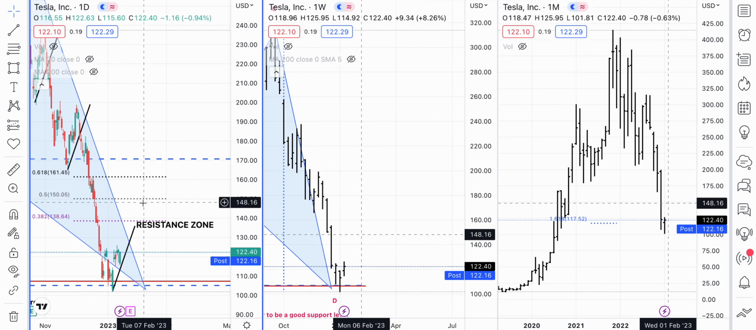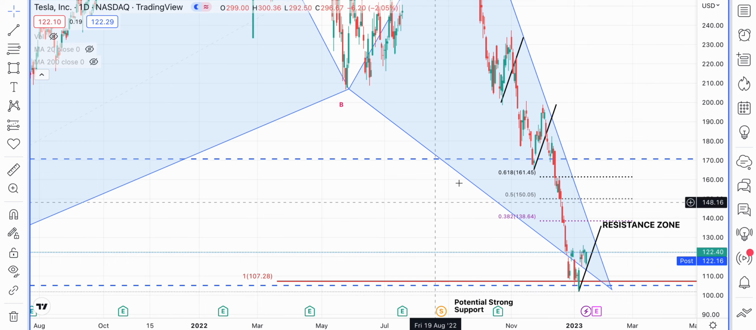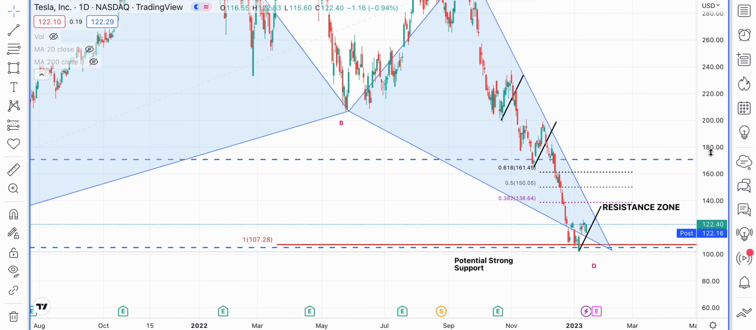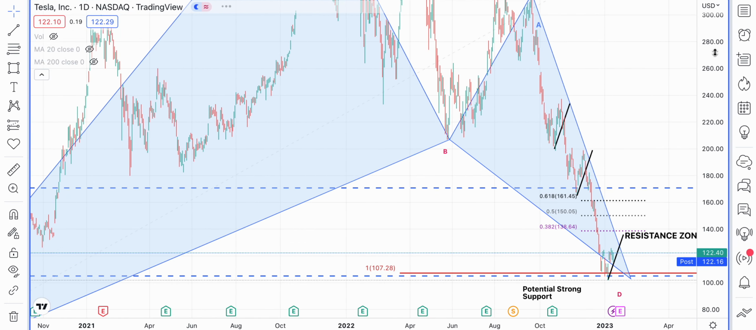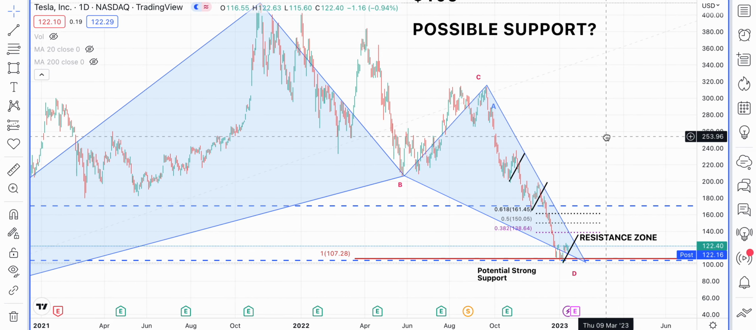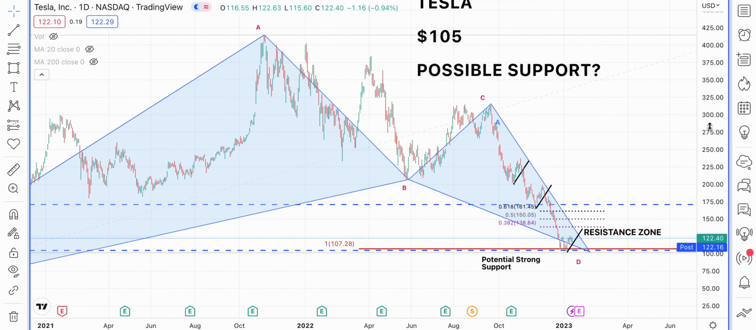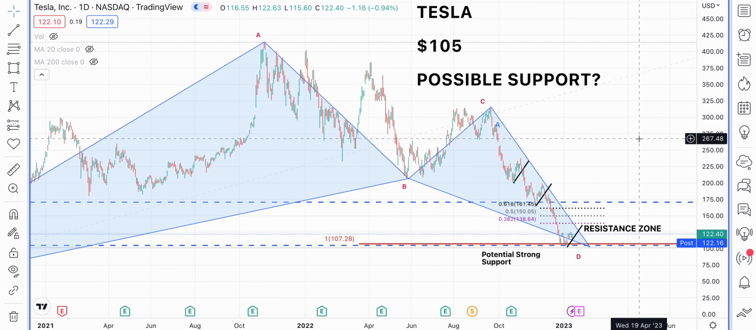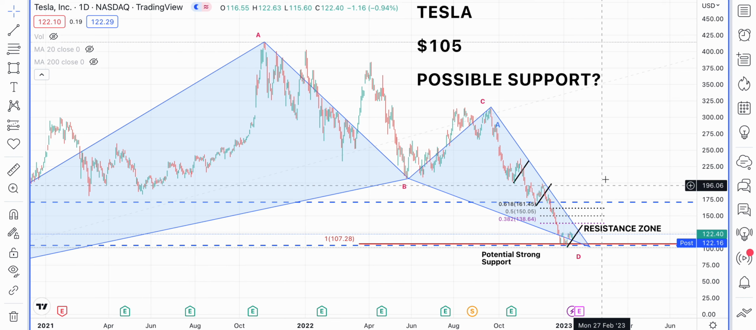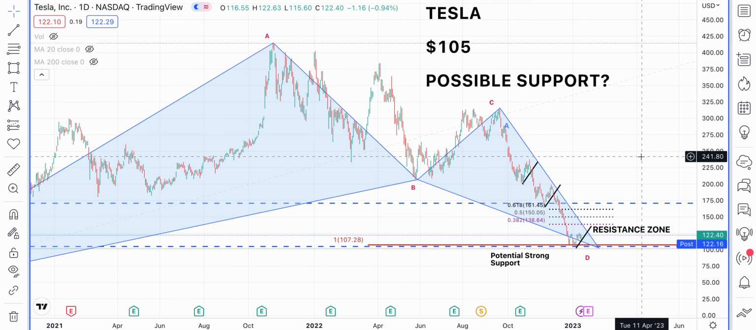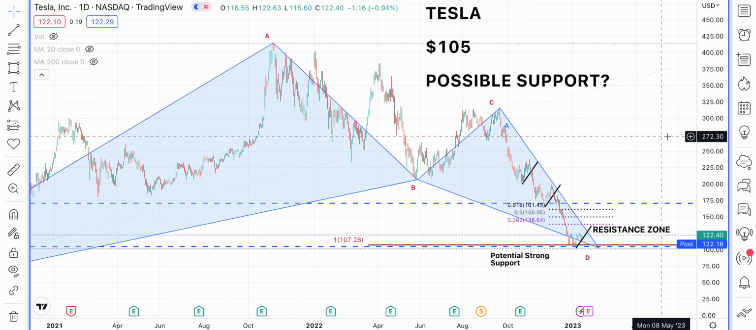Tesla. Okay, so boom, this is the daily chart of Tesla. Okay, and long in advance we had mentioned that there was a possible strong support for Tesla coming around 105. So we actually made a video about it. It's available. You guys can have a look.